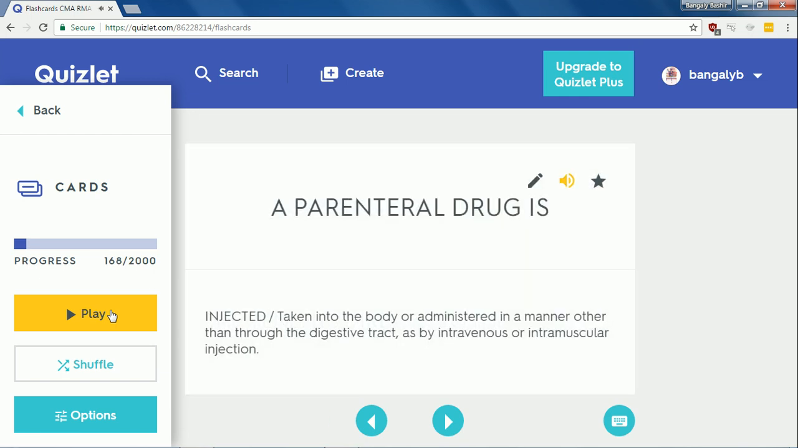A parenteral drug is injected or taken into the body, or administered in a manner other than through the digestive tract, as by intravenous or intramuscular injection.